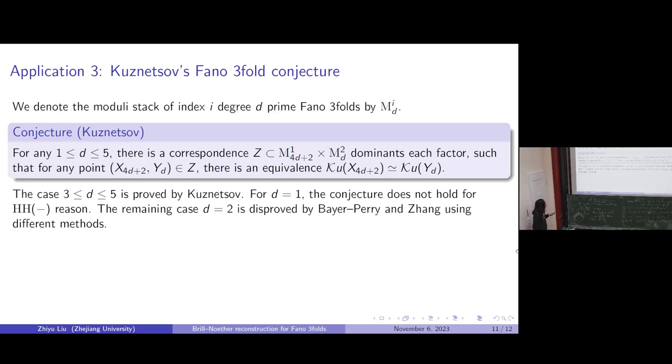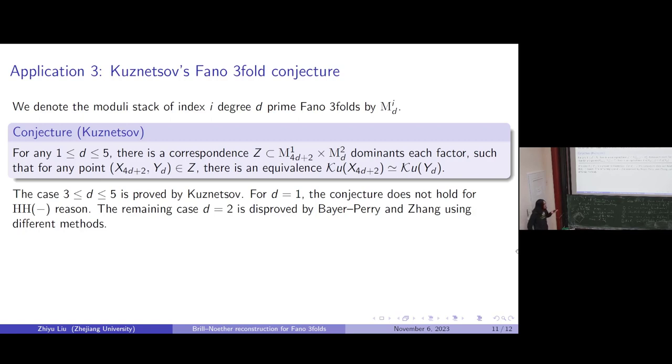When the degree is not equal to 1 or 2, this is proved by Kuznetsov. For d equal to 1, this conjecture can be disproved by a computation of Hochschild homology. And for the d equal to 2 case, this conjecture is disproved by Bayer and Perry and the work of John, using different methods. Actually, they prove that a degree 2 index 2 prime Fano threefold and any index 1 degree 10 prime Fano threefold cannot have equivalent Kuznetsov components, which is a stronger disproof of this conjecture.